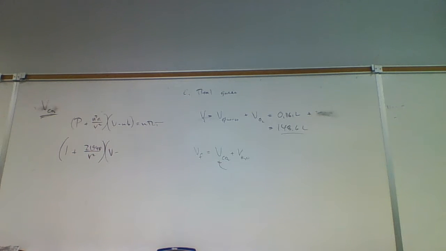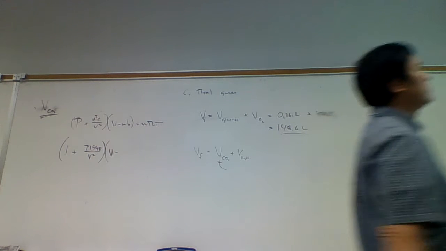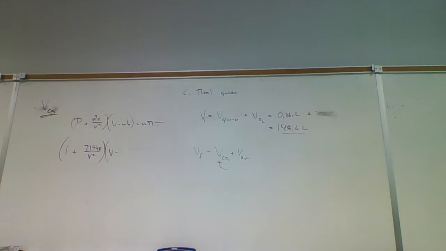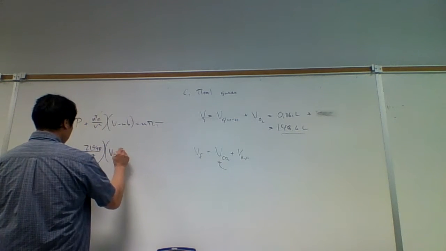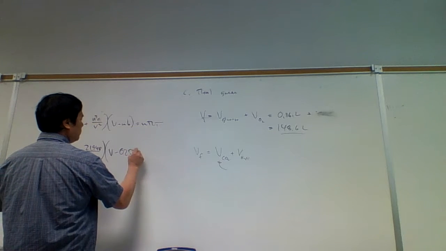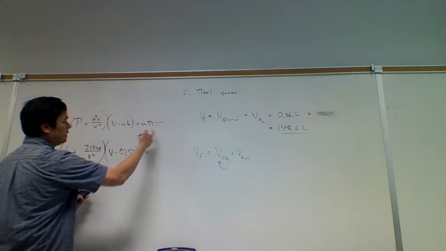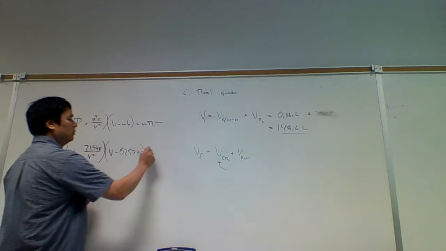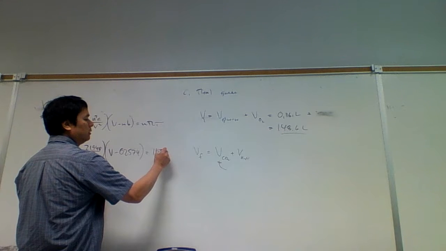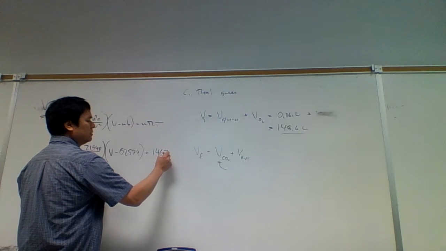So 6 times b for CO2, 0.0429. So this is 0.2574, and that is equal to nRT. nRT, does somebody have that written down from earlier? 146.723.